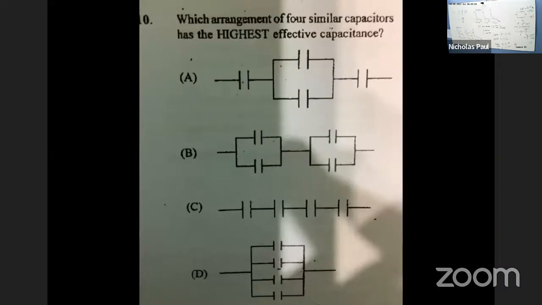Yeah, this one here, quick little multiple choice. Which of the following has the highest capacitance? You're assuming that they all have the same capacitance, right? Which of the following would have the highest? A, B, C, or D? Online, what did you all get? A, B, C, or D?